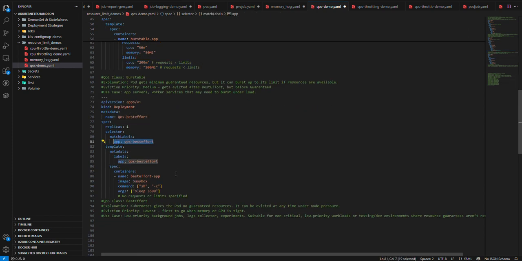What is best effort? For best effort, there is no limit or resources set up here. This is very dangerous, and you should use it only in a test environment. It can get deleted or evicted at any point of time under node pressure, such as high CPU utilization, because this creates your pod and it is allowed to use whatever memory and CPU the application wants. So there is no restriction or limit for this kind of pod.